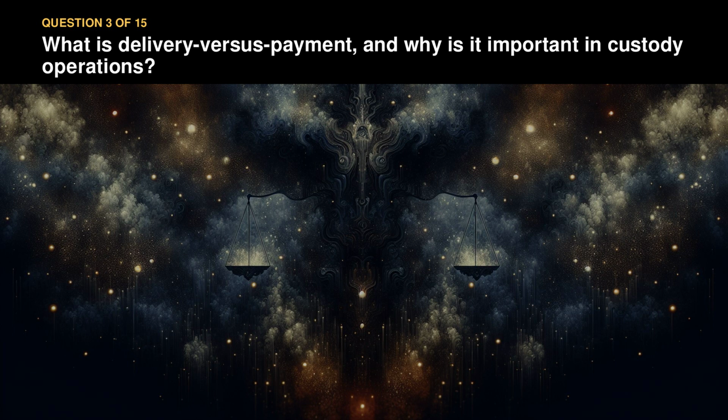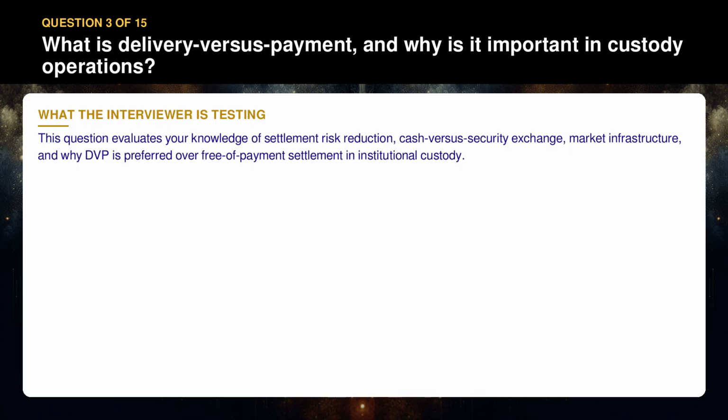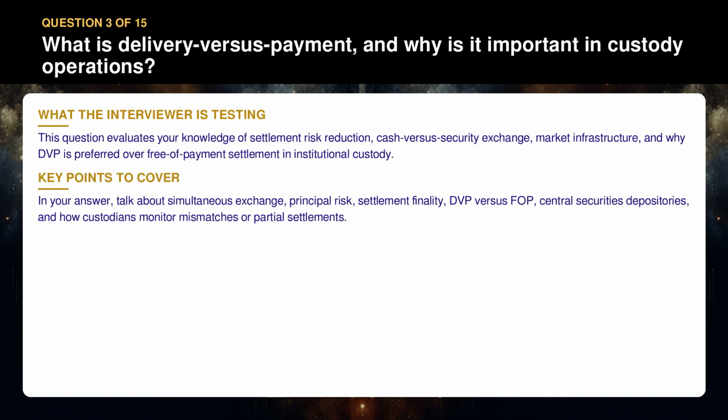Question 3. What is delivery versus payment, and why is it important in custody operations? This question evaluates your knowledge of settlement risk reduction, cash versus security exchange, market infrastructure, and why DVP is preferred over free-of-payment settlement in institutional custody. In your answer, talk about simultaneous exchange, principal risk, settlement finality, DVP versus FOP, central securities depositories, and how custodians monitor mismatches or partial settlements.